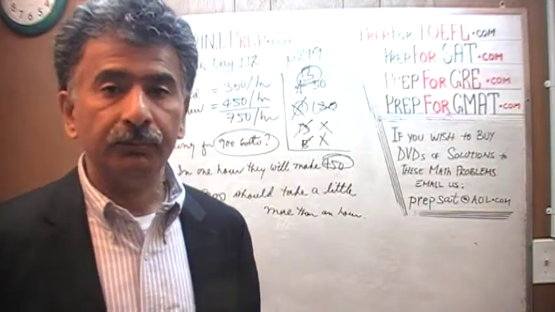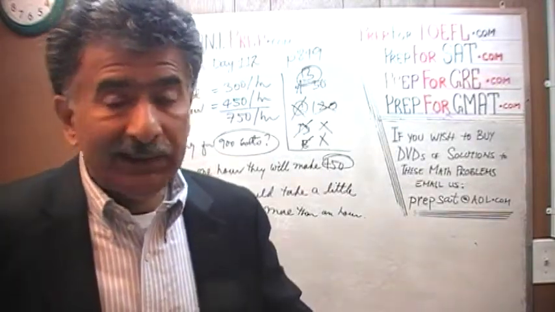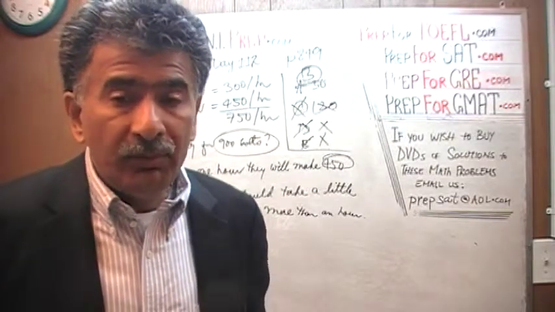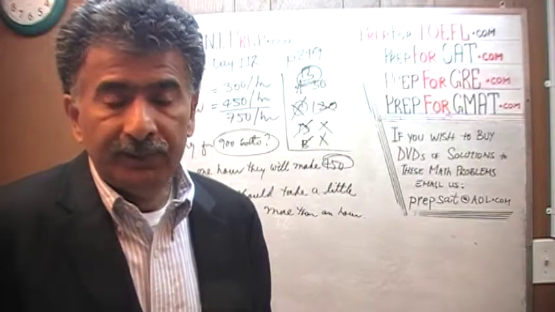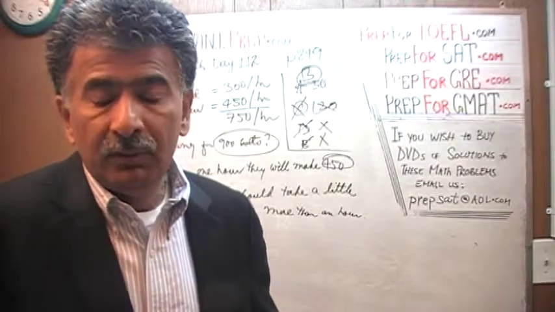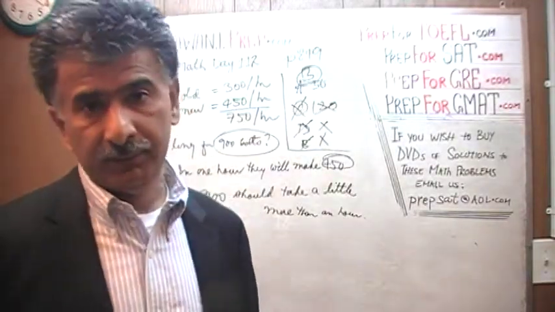The answer is 72. It's the only one that has to be. It cannot be 2 hours. In 2 hours, they're going to make 1,500 boards. It cannot be less than an hour. In less than an hour, they're not even going to make 750. We need to make 900.